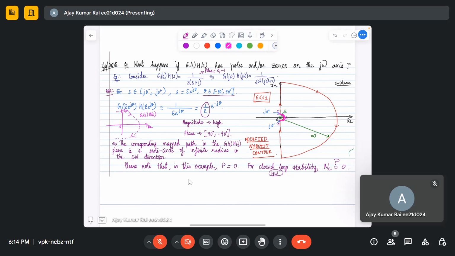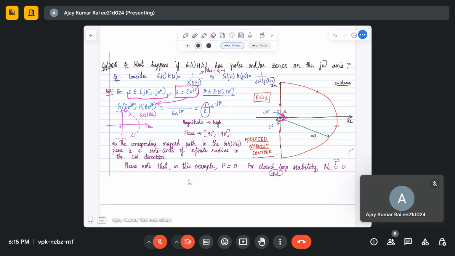For that, we'll take the value like this: s is equal to some eta value times e raised to j theta. It's a small semicircle we are taking, so s is going from 0 minus to 0 plus, and theta goes from minus 90 to 90 degrees. Correspondingly, we'll just put these values into G(s)H(s).